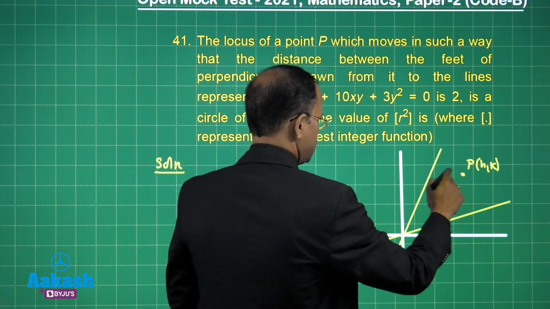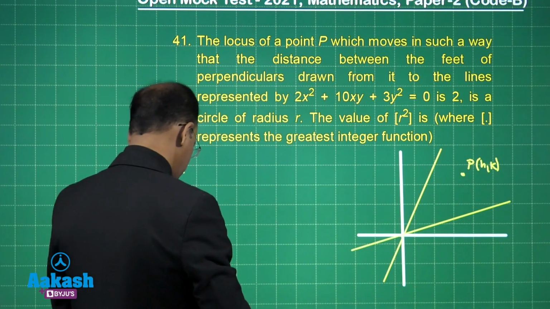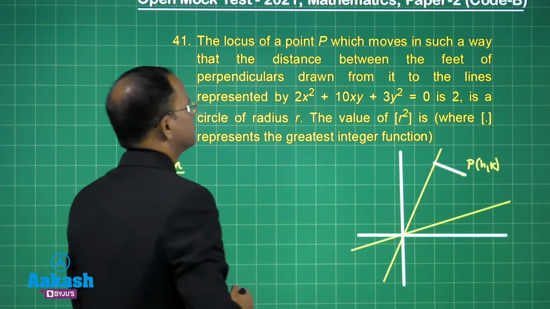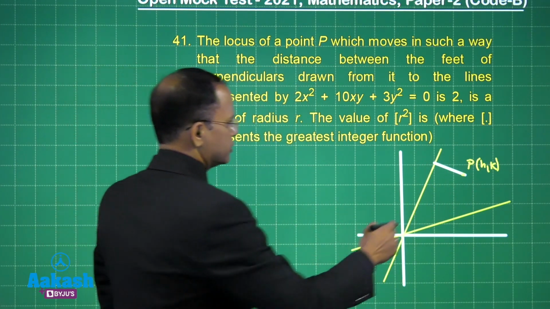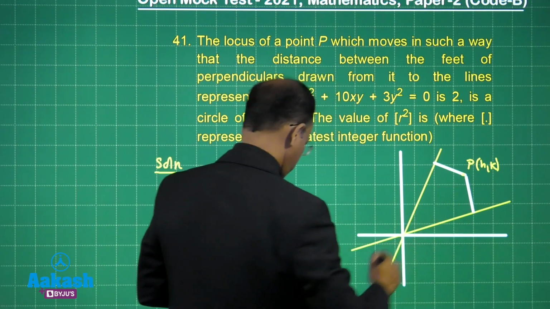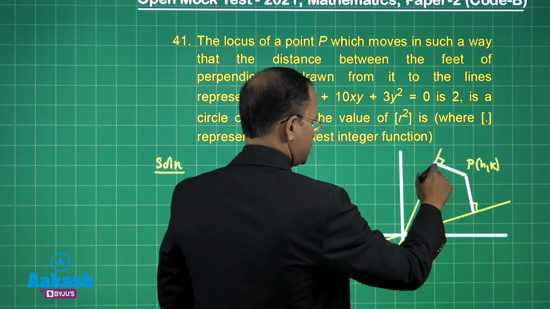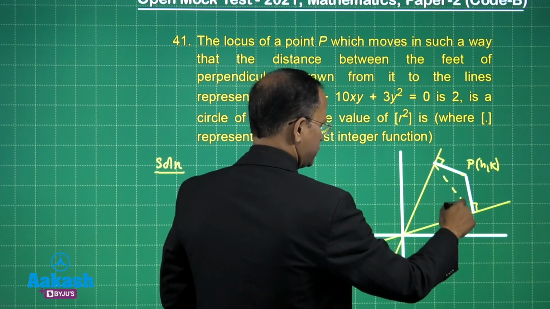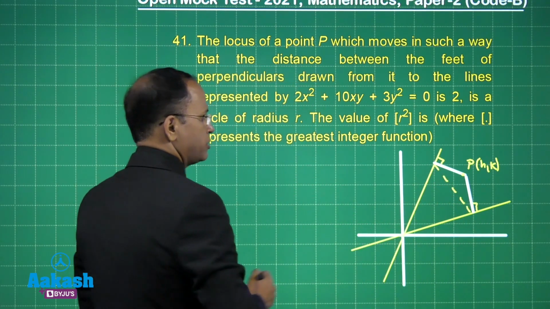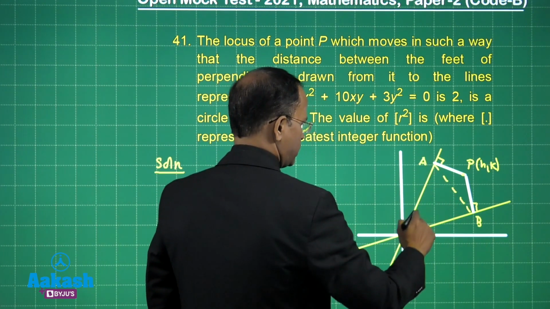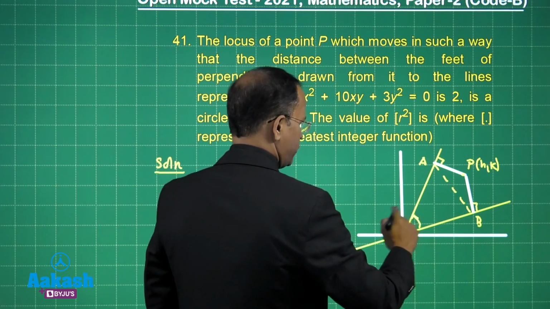From P, we need to drop a perpendicular to the lines, the pair of lines as we have told. So this is what we have. Let's join this part, right? This is how we can join it, isn't it? So this is A and this is B, suppose. Got it? And this angle is nothing but alpha.